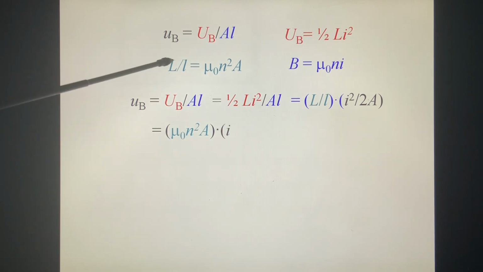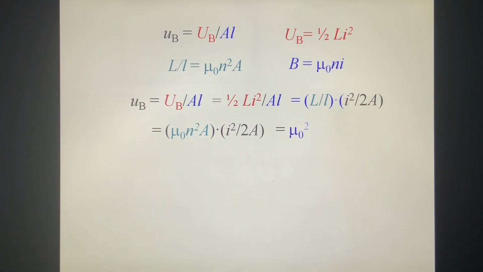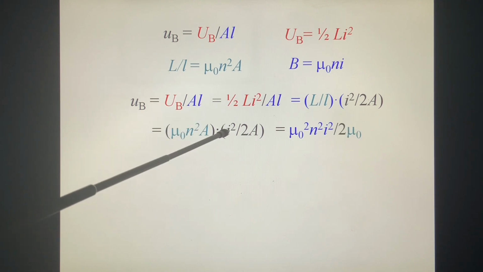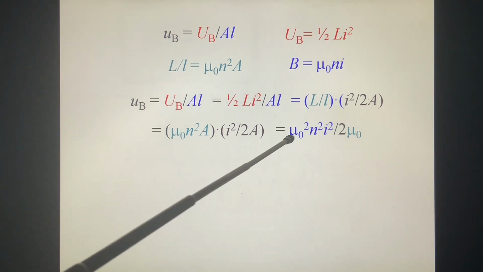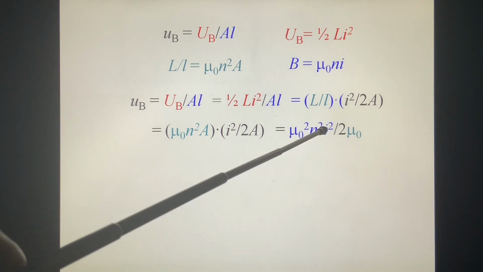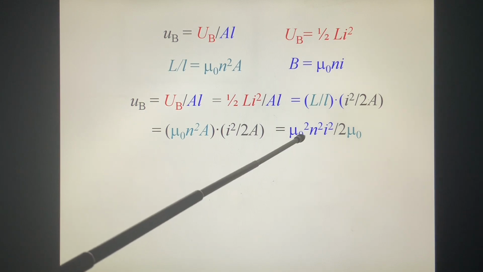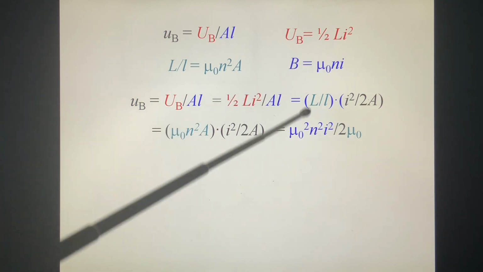Big L over small l equals mu 0 n squared A. We put this one inside, and A cancels out. So we write mu 0 squared n squared I squared over 2. Now we have another mu here. We want to look at B: mu 0 n I is B. So this is B squared.